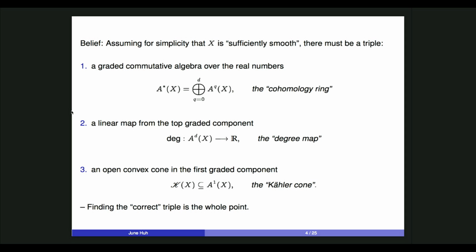And in the smooth case, you can replace the structure coming from the Poincaré pairing P by a single linear map that sometimes we call the degree map. It is a linear map going from the top degree component, A^D in my notation, with values in the real numbers. And the Poincaré duality pairing is induced by the structure of the multiplication and the existence of this degree map.